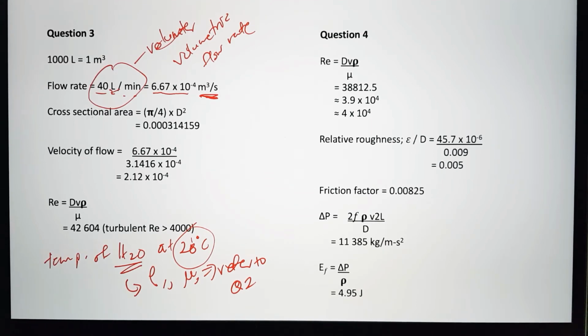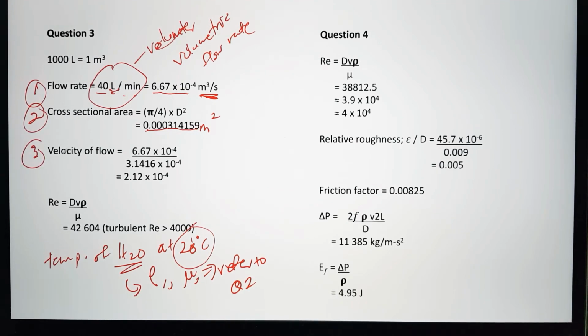Then, in the following step, you need to calculate the area, because we are going to cancel out the unit in order to calculate the Reynolds number. For the cross-sectional area, pi over 4 times d squared, you should get 3.14 times 10 to the power of -4 meter squared. So the first step is to convert the volumetric flow rate, and the second step is to calculate the cross-sectional area.